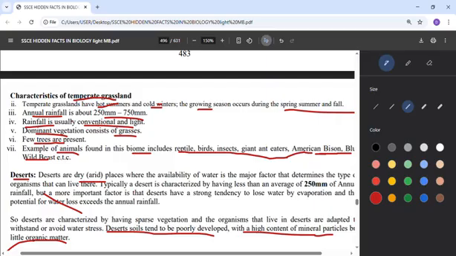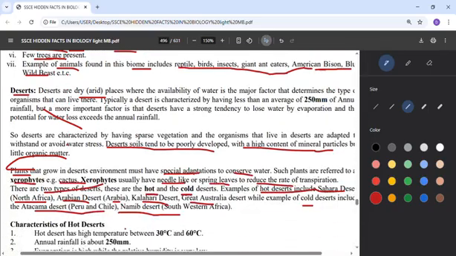The dominant vegetation consists of grasses. There are a few trees also present in this temperate grassland, so we will not dwell more on this. Let's just go straight to deserts.